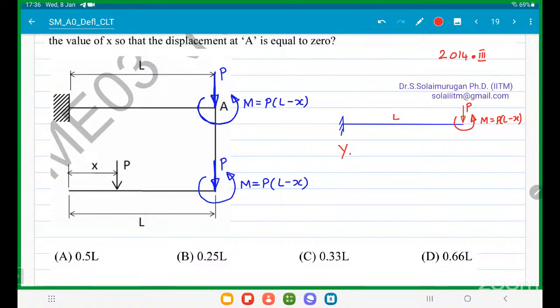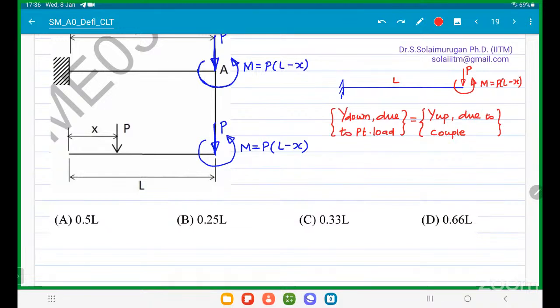Downward deflection due to point load is equal to upward deflection due to couple. Right. Now, what is the formula for downward deflection due to point load at the free end? What is the formula? Anyone?